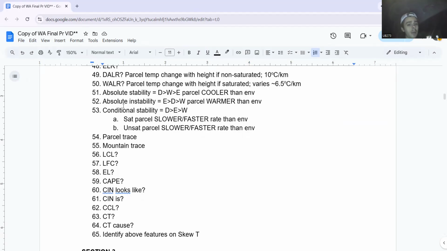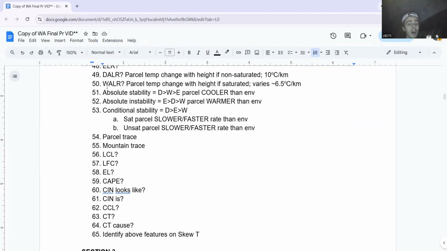Now, the other lapse rates that we have are the dry adiabatic lapse rate and the wet adiabatic lapse rate. Once again, the answer is on there for some reason. Both of these describe how a parcel would change as we go up. What would we expect a parcel to do as it goes up? Based on this is how we determine certain things like CAPE or CIN, which will be important.